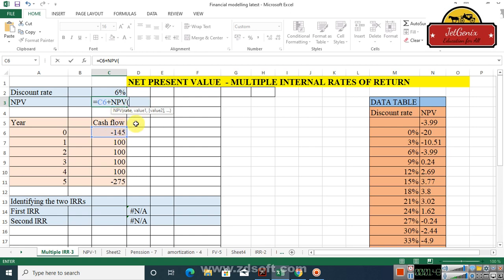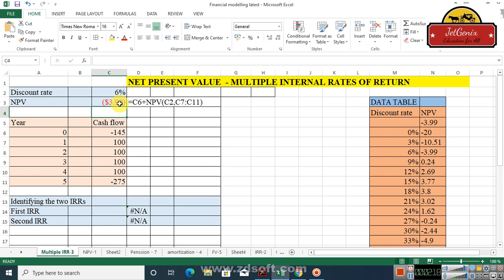Now we have to specify the rate here first. So this is the rate, the discounting rate. Again you have to type comma and select the cash flows from here. Now just press enter, and you will see the net present value, that is $3.99, in red and under parenthesis. And you can see the formula here. The 3.99 under parenthesis means that the net present value of this project is negative.